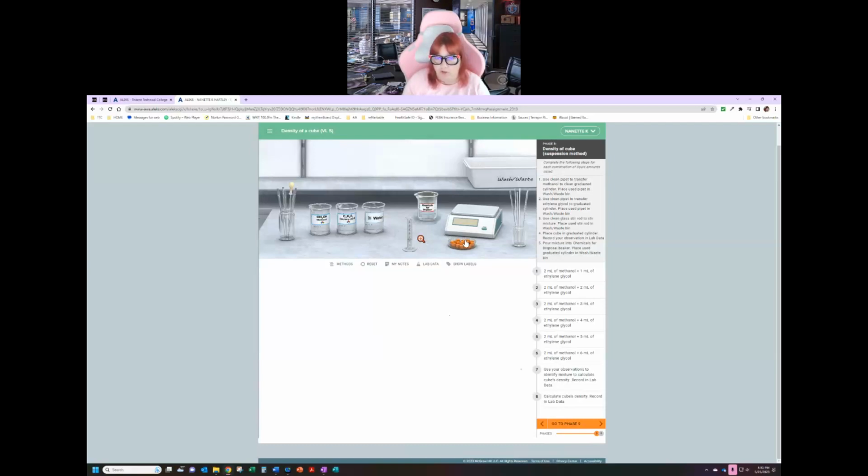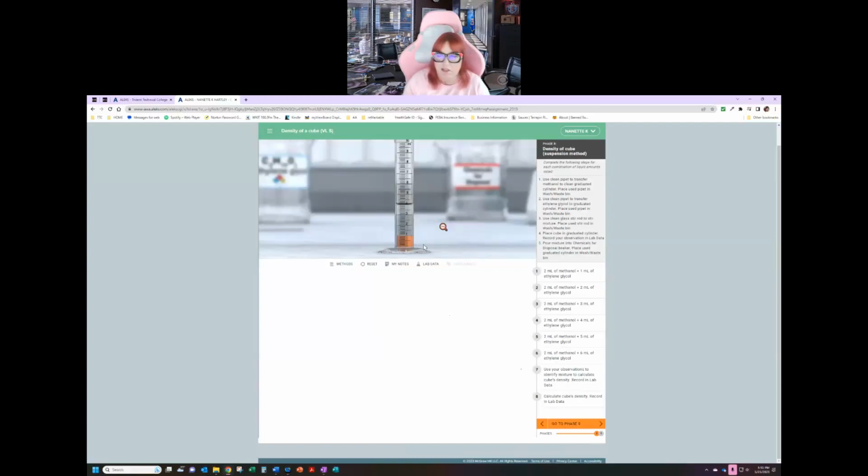Then use a clean glass stir rod to mix them together. So I need to pick up one. Oh, they put them over here. Put that in there and stir it. And that mixes it all together. Hooray! Place the cube in the graduated cylinder.